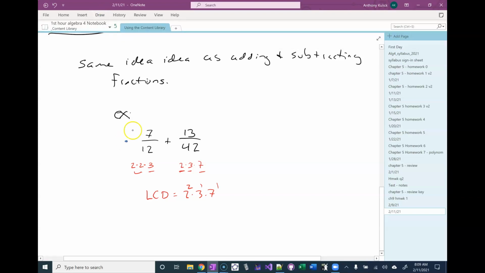So if I look at this first denominator, the 12, what is that missing? I have 2 2s. I don't have the 7, though. So I'm going to multiply the top and bottom of that by 7. Now let's look at the other fraction. I have 1 3, and I have 1 7. Is everybody okay with that? So I just needed to multiply that one by 2 over 2.